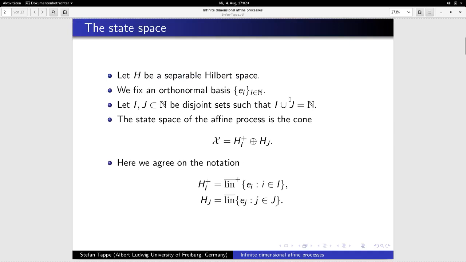We will regard such processes in Hilbert spaces, or precisely on the canonical state space. So we have a separable Hilbert space, we fix an orthonormal basis, and then our state space is a cone of this type. The first component is a cone generated by this part of the orthonormal basis, and the second component is simply the linear space generated by this part of the orthonormal basis.